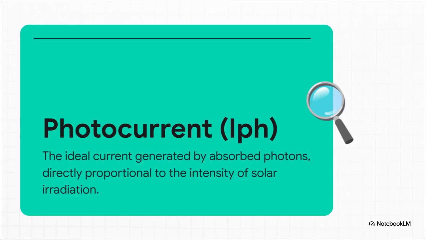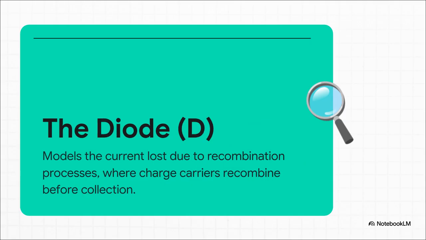Okay, ingredient number one. This is the engine of the whole operation, the photocurrent. This represents the absolute, pure, ideal amount of current you'd get if the cell were perfect and just soaking up sunlight. But, and this is a big but, in the real world, not all of that perfect current ever makes it out. And the first reason why is the diode. You can think of it as a gatekeeper, but it's a leaky one. It represents this fundamental, unavoidable loss mechanism where some of those precious charge carriers just find each other and poof, they recombine before we ever get a chance to collect them for useful work.